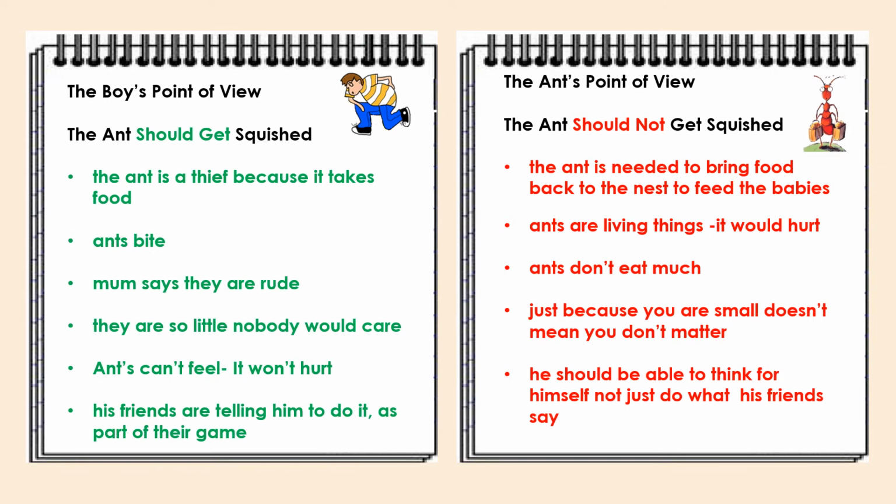Ants don't really eat much. In the story, all he stole was a chip. And just because you're small, it doesn't mean that you don't matter. And the final point that the ant put forward was he thought the boy should be able to think for himself, not just listen to what his friends were saying. Did you come up with these same reasons?